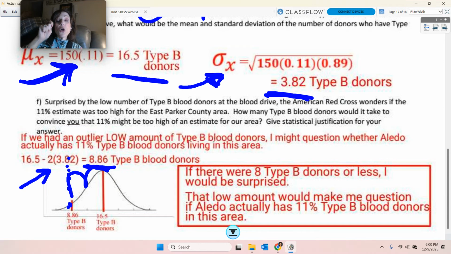8.86. So how many blood donors would alarm you and make you go, whoa, I think we've got a lot lower than 11%, and 11% is too high? That's a number of donors, not an average, an exact number. So I need to go just outside the fence, just below that 8.86, which is 8 type B blood donors. That would make me suspect that we don't really have 11% type B blood donors in this area.